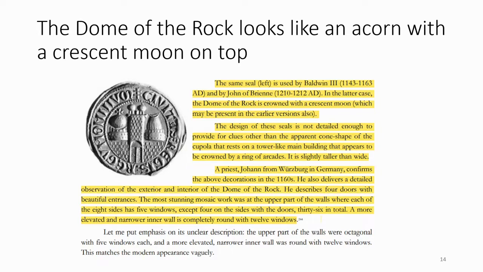He also delivers a detailed observation of the exterior and interior of the Dome of the Rock. The most stunning mosaic work was at the upper part of the walls, where each of the 8 sides has 5 windows, except 4 on the sides with the doors, 36 in total. A more elevated and narrower inner wall is completely round with 12 windows. So AJ Deus goes on to say, let me put emphasis on its unclear description, the upper part of the walls were octagonal with 5 windows each, and the more elevated and narrower inner wall was round with 12 windows. This matches the modern appearance vaguely.